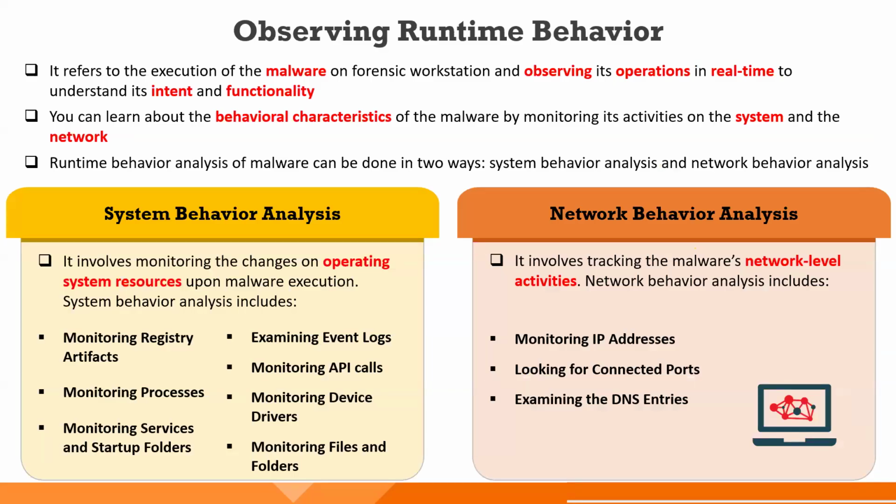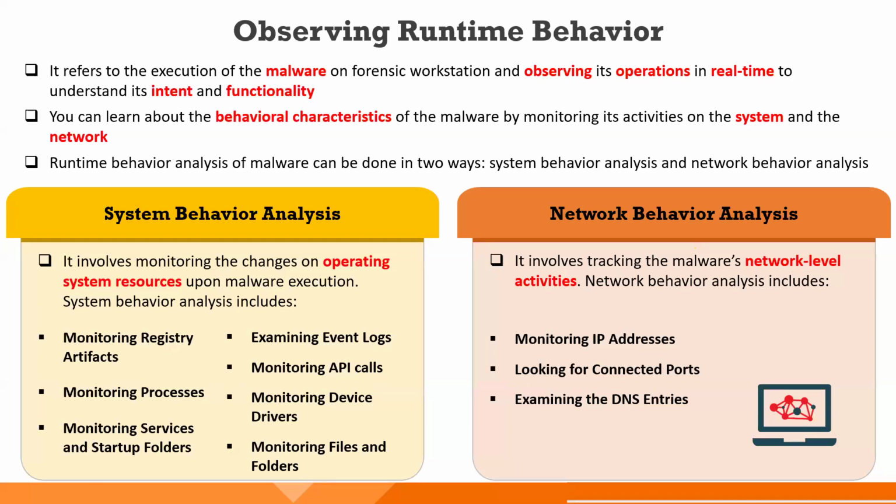Also, you have to observe the runtime behavior, whereby when you're executing the malware on the forensic workstation, you have to observe its operation in real time to understand its intent and functionality. So you can learn about the behavior characteristics of the malware by monitoring its activities on the system and the network. Runtime behavior analysis of malware can be done in two ways. Majorly, you analyze the system behavior and also the network behavior. For system behavior, you monitor the registry changes, the running processes, the services and startup folders, the event logs, and the API (application programming interface) calls that the malware makes. Then you monitor device drivers, and files and folders.